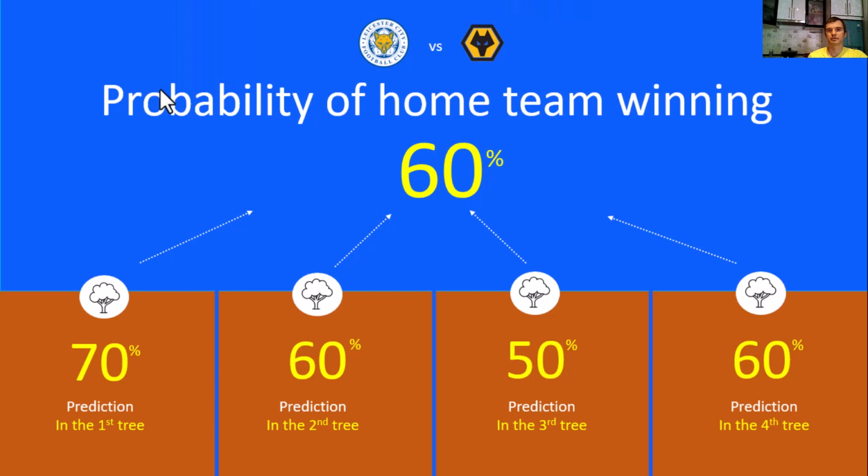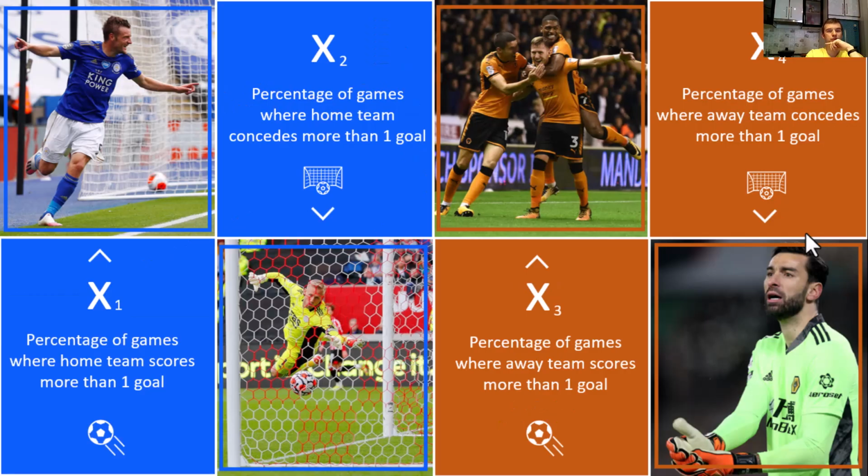Let's suppose we have a game between Leicester and Wolverhampton, and we want to calculate the probability of the home team winning. So here we have 4 models, for example decision trees. The first one gives us a prediction of 70, the second one 60, the third one 50, and the last one also 60. So we take the average, and we get 60. That's our final prediction.